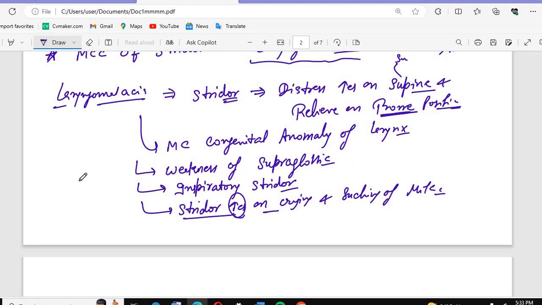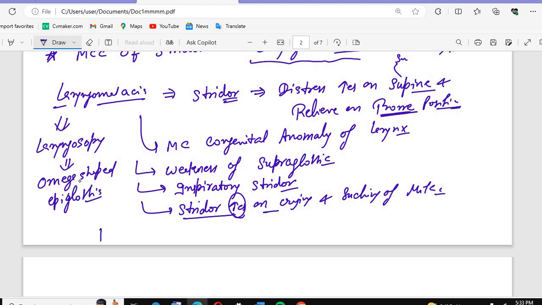This is laryngomalacia. On the x-ray, or the laryngoscopy, you will see the omega-shaped sign, the omega-shaped epiglottis, in these conditions. And what is the treatment that we will give here? See, in most of the pediatric patients, what we give is reassurance. The reassurance to the mother.